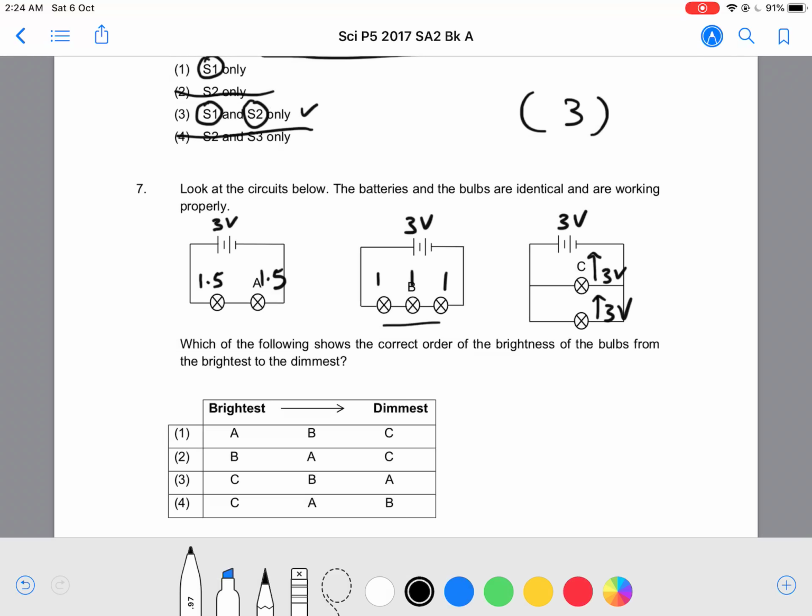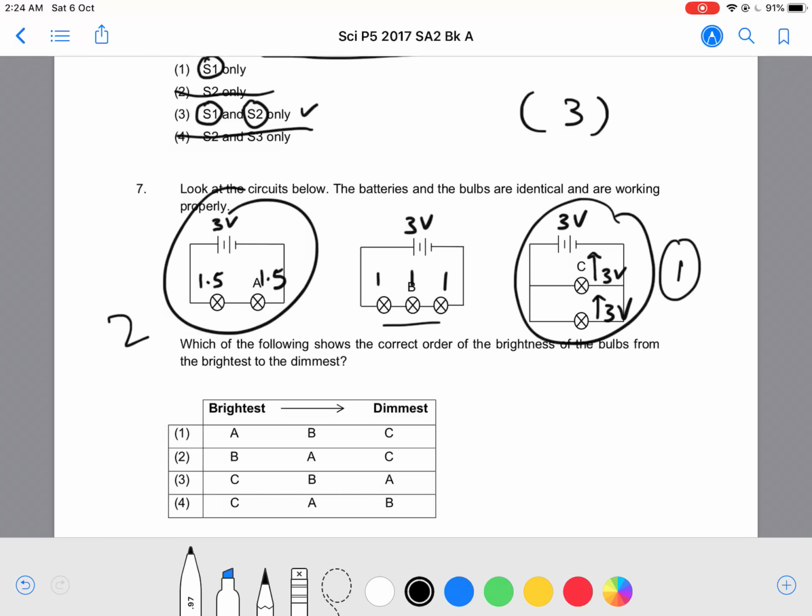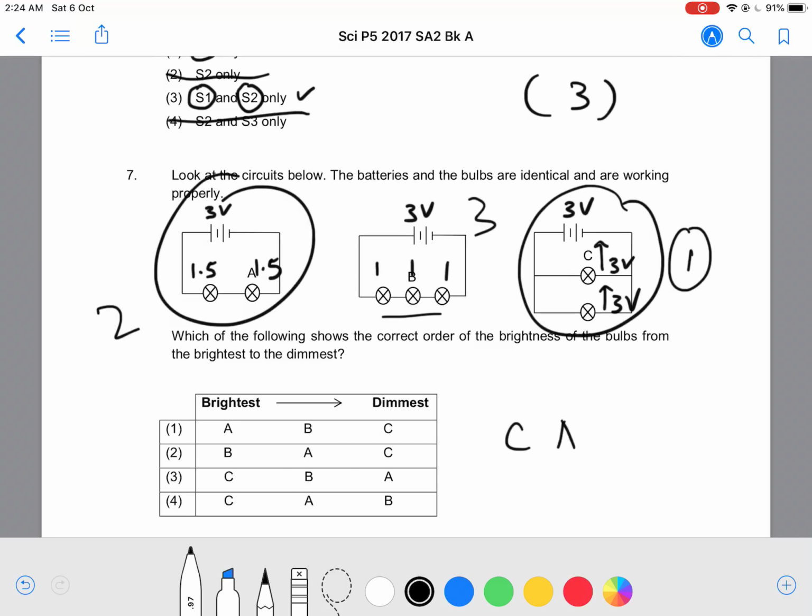Alright, so if you look at which one is the brightest, the 3 volt one must be the brightest, followed by the 1.5, and then the 1 volt, which is not as bright. It is the least bright, the dimmest. So it will be C, A, B. Answer is 4.